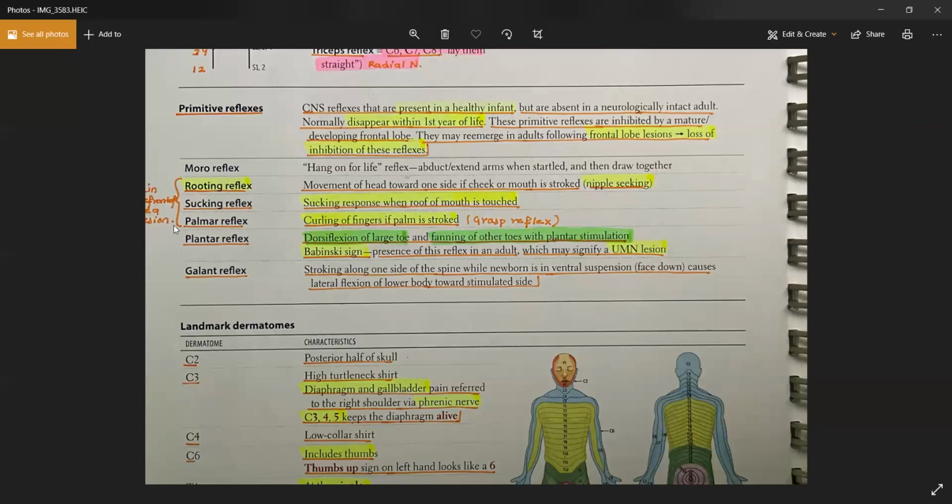Then you have the palmar reflex, which is also known as the Grasp reflex: the curling of the fingers if the palm is stroked. Then you have the plantar reflex. This is the most important one, and that you will see clinically also, the Babinski sign.